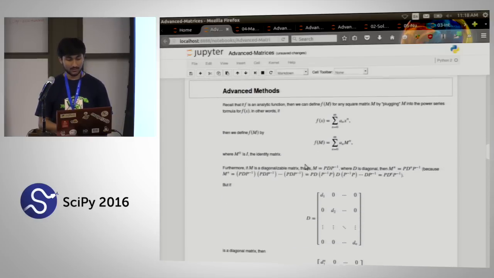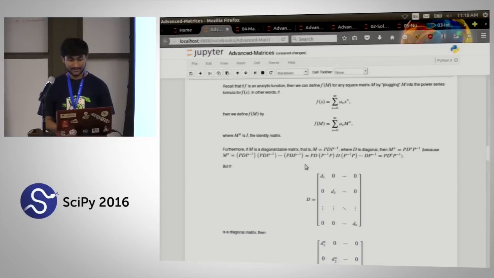So here is a nice exercise for you. f is an analytic function. By analytic, I mean one which has a convergent power series expansion. This is the formula for the power series, and you can do the same for matrices as well, substituting x with M. Further, if M is a diagonalizable matrix, there must exist a matrix P such that P times D times P inverse gives the matrix itself, where D is a diagonal matrix.